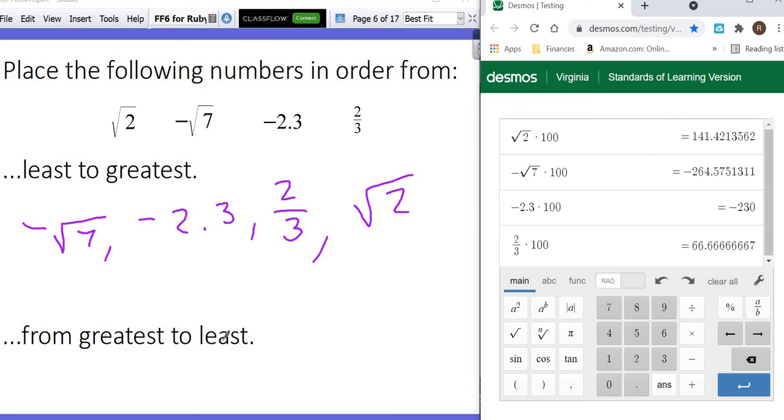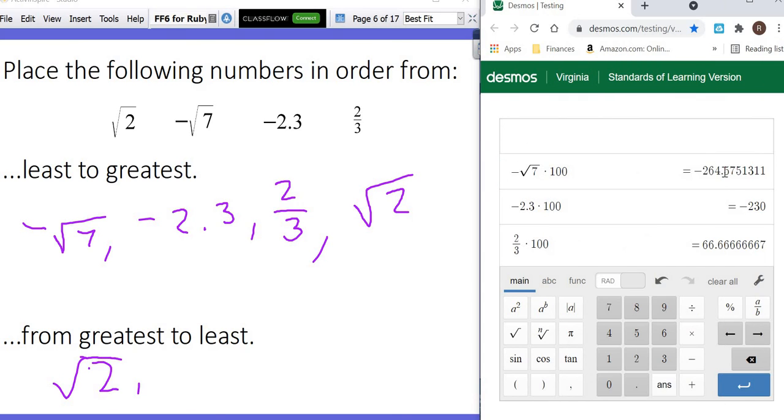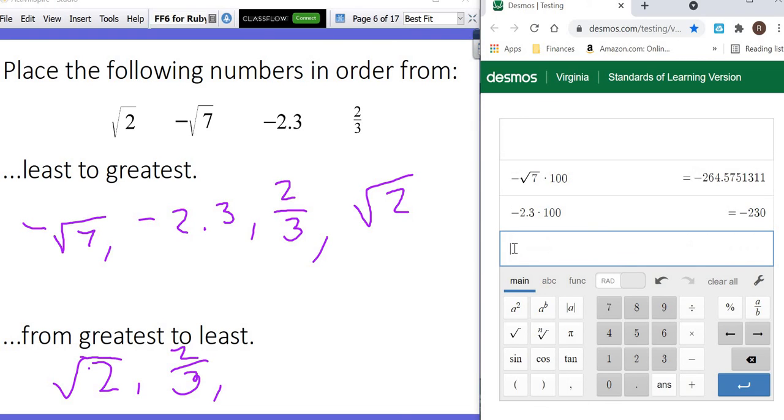If I was going from greatest to least, then my question would be different. I would say, which one of these percents is the biggest? Well, I have two positive numbers, and this one is definitely the biggest. So it would be square root of 2. And I know I could just write the answers above backwards, but I want to show you the question I'm asking. So again, oops, sorry about that. Which one of these percents is the biggest? And it's 66% because that is a positive number. And I would highlight and get rid of that.